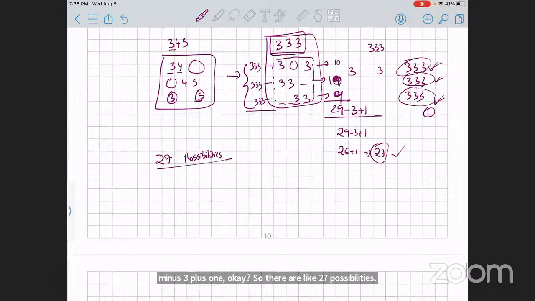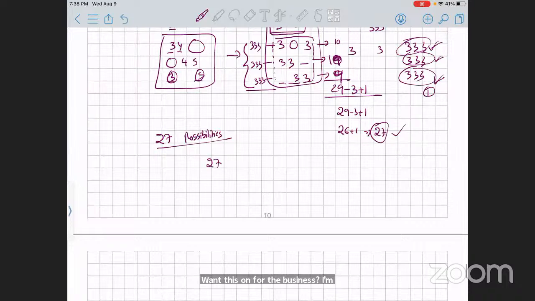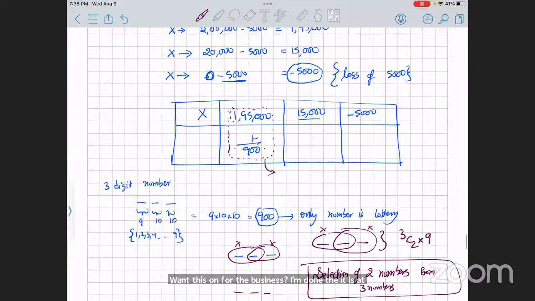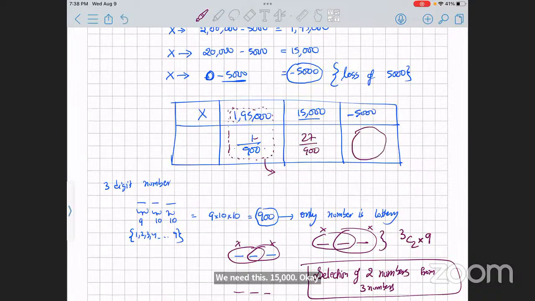27 possibilities, and then it is 27 divided by 900. So it will come around 27 divided by 900, winning this 15,000. Now can anyone tell last?